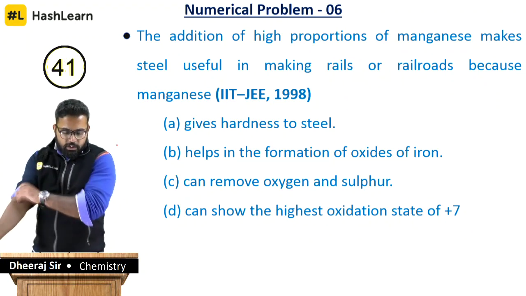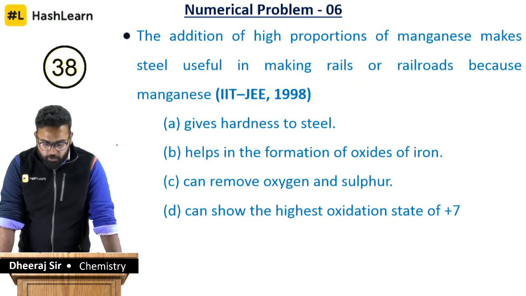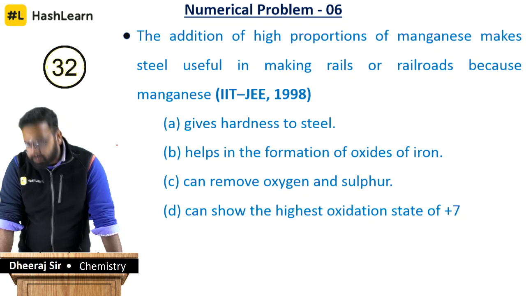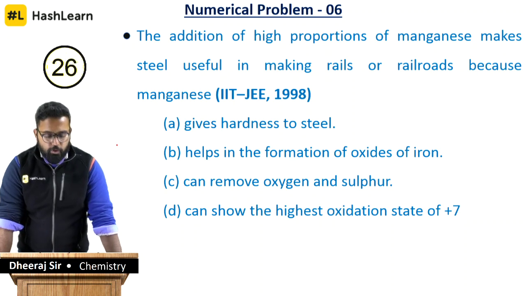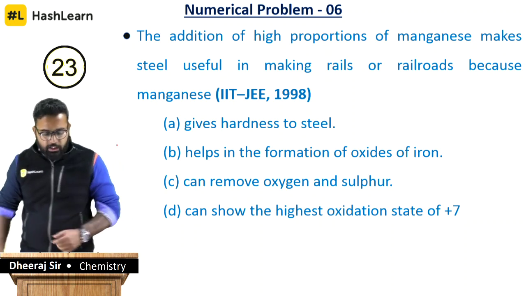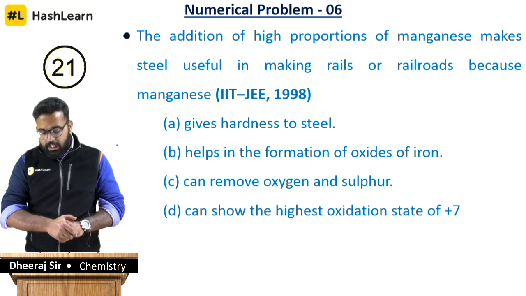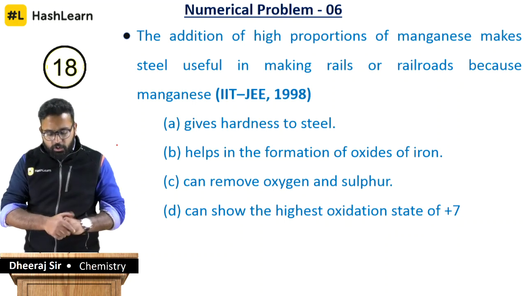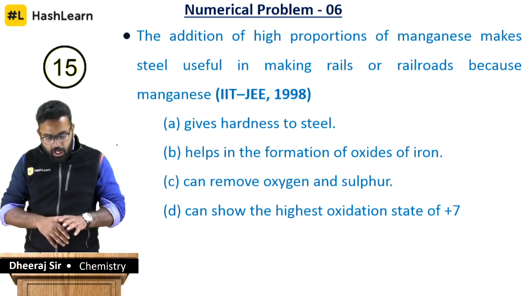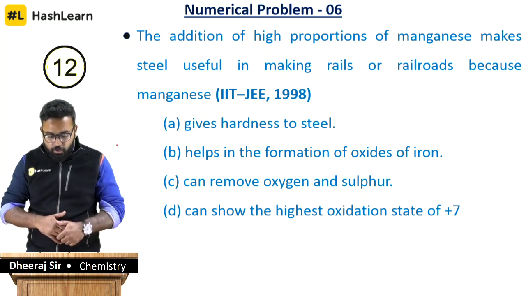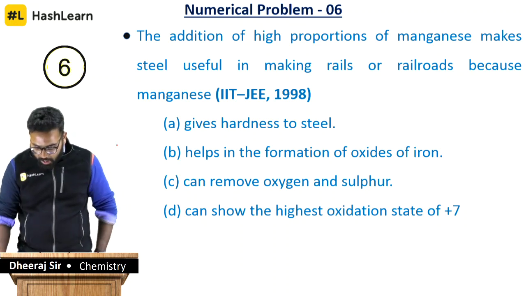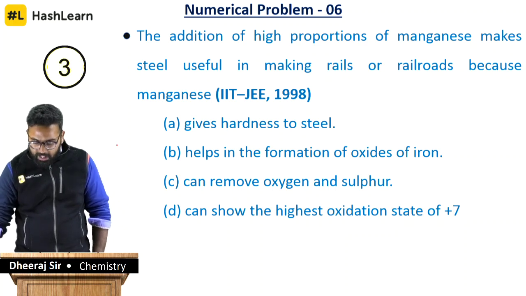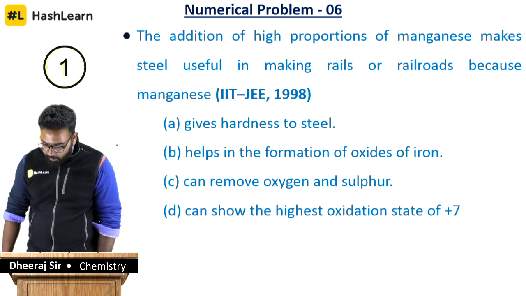The sixth question is: the addition of high proportions of manganese makes steel useful in making rails or railroads because manganese. This is an application type question, very specific to the current topic under discussion. What is it which makes manganese so useful in creating rails and railroads? What is so special about it? Because it gives hardness to steel, because it helps in the formation of oxides of iron, because it can remove oxygen and sulfur, and it can show highest oxidation state of +7. Which one is it going to be?